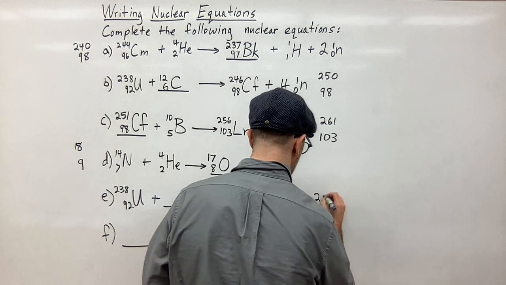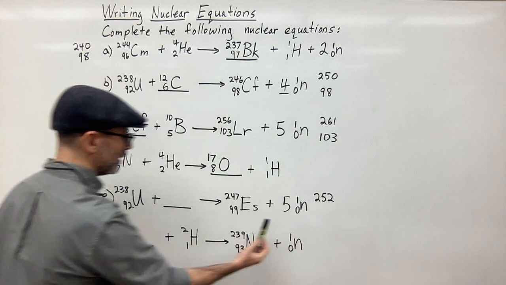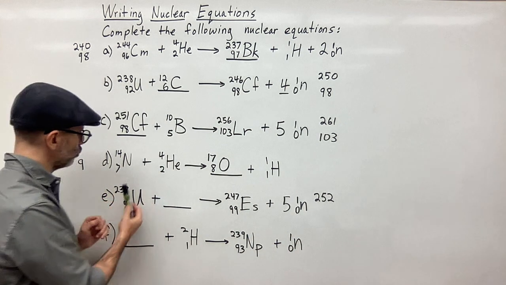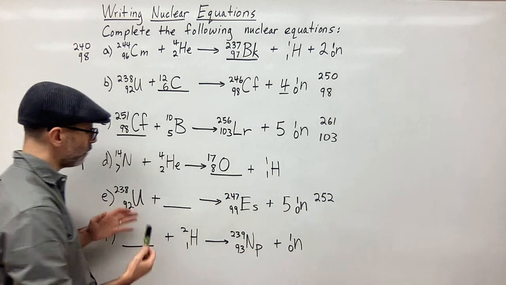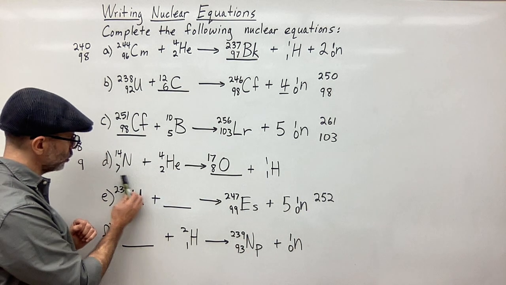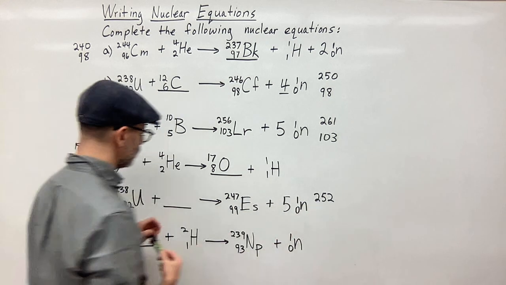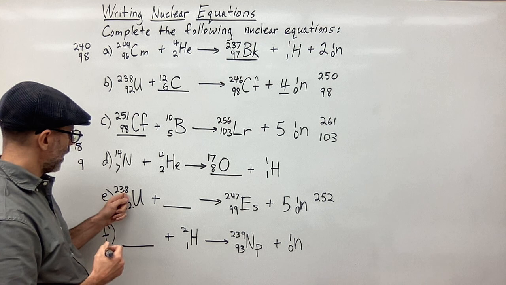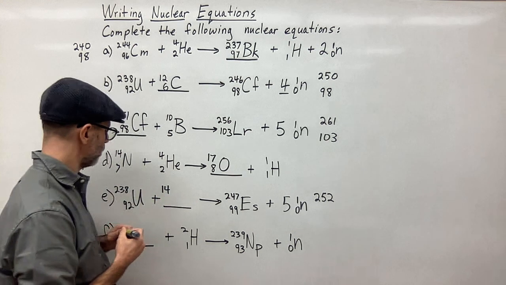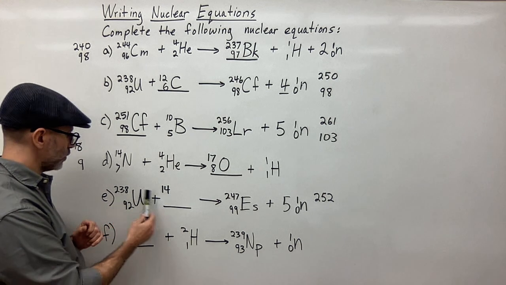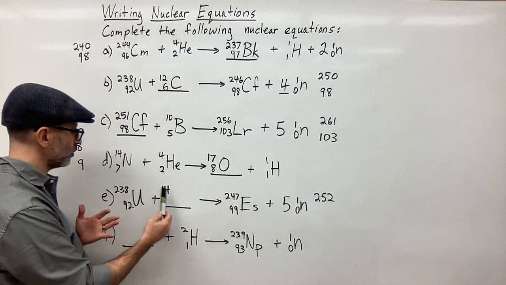So 252 is the total on this side. So that means that it must be the total on this side. So 238 plus something should give me 252. So to find that out, I'm going to subtract out the total here so far, 238, from 252. And what do I get? I get 14. So I have 14 on top. So 238 plus 14. So 238 plus 10 gives me 248, plus 4 gives me 252.